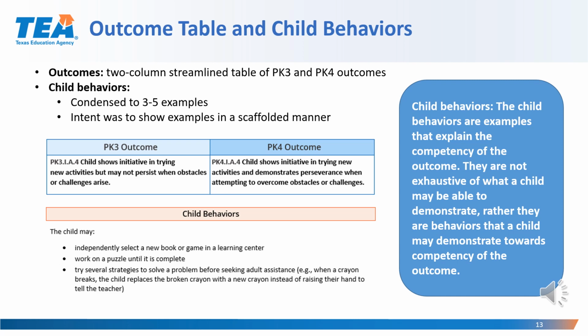Outcome table and child behaviors. Format changes to the outcomes is presented in a streamlined 2-column table, and child behaviors have been condensed to 3 to 5 examples that support both PK3 and PK4 outcomes. When reviewing child behaviors, it was the intent to list them in a scaffolded manner and to not identify outcomes specific to 3 or 4-year-olds due to the considerable variability of the development among children as stated in the introduction.